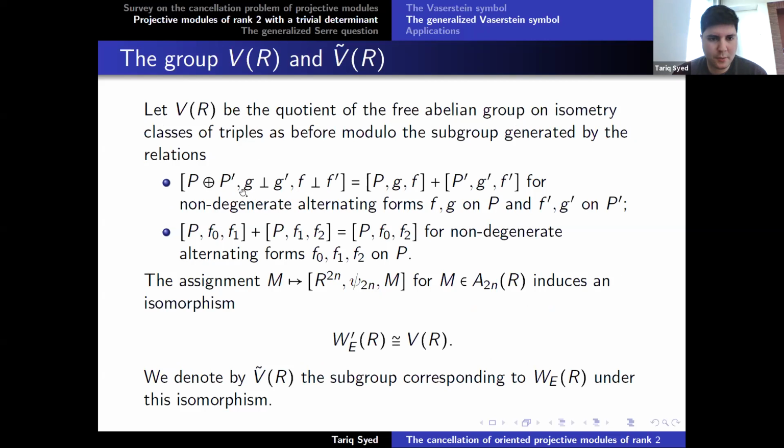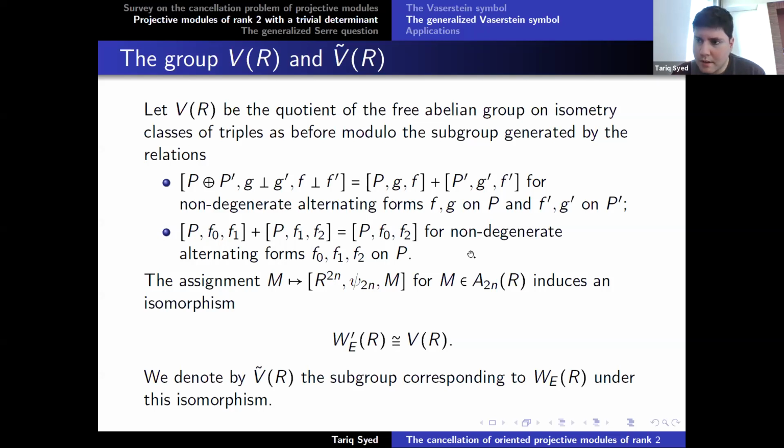First of all, it's compatible with the orthogonal sum of non-degenerate alternating forms. And there's a second relation, which is just, yeah, [P, F0, F1] plus [P, F1, F2] is [P, F0, F2]. So maybe an aside on that, you should think of these forms as a formal difference of alternating forms. So you should think of this triple as F1 minus F0, for instance. And then it's clear that F1 minus F0 and F2 minus F1 should give F2 minus F0. So that's what this relation tells us.